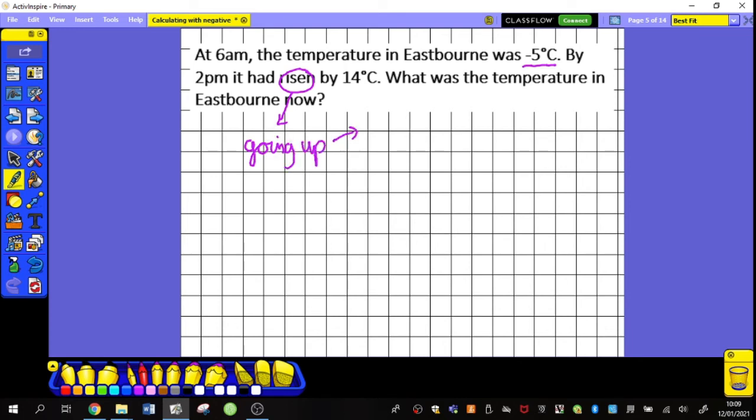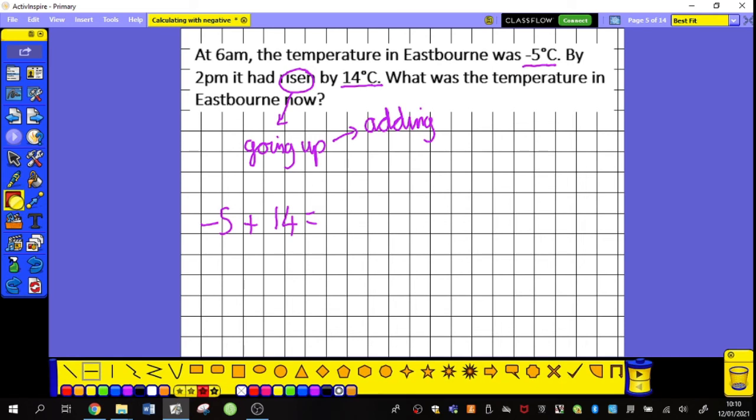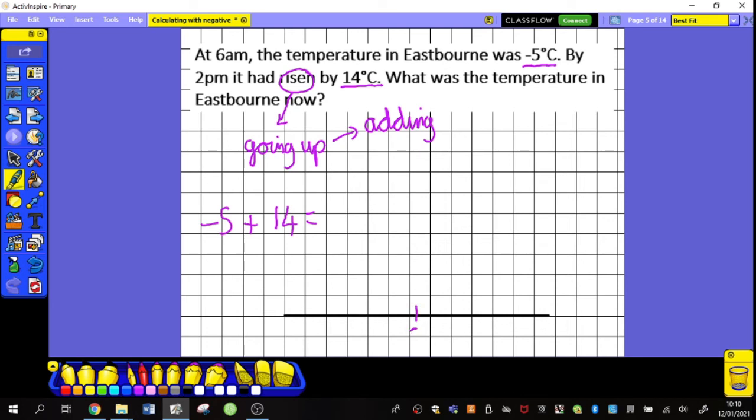And in order to go up in maths, or increase in maths, I'm going to be adding today. And it's going to be going up by 14 degrees. So my calculation here will be minus 5, that's where it started in the morning, and I'm going to be adding that 14 as it has risen 14. So, first thing I do is my number line, mark my 0 in the middle, and I'm going to be starting on minus 5 this time. That's what it was in the morning, and I'm going to be adding 14. So instead of doing one whole jump, I'm going to do it nice and easy, small jumps for myself.